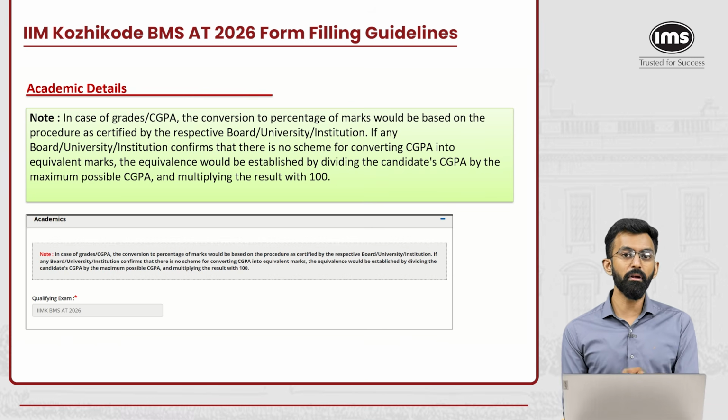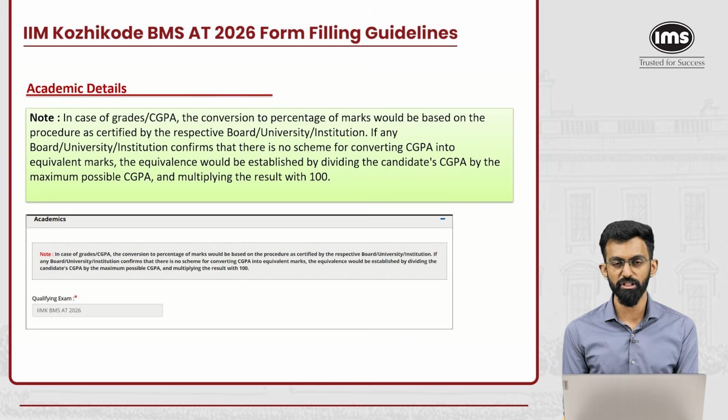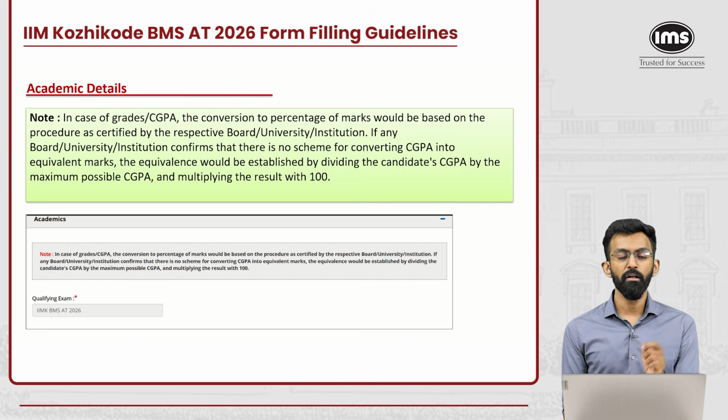Now, in case you get grade or CGPA from your board, if you have a conversion certificate or a conversion formula given by your board, use that to convert your grade into your particular percentage. In case you don't have a certificate given by your particular board or university, then the formula given by IIM Kozhikode is that you need to take your obtained CGPA divided by the maximum possible CGPA and you need to multiply this by 100 to enter it in the form of percentage.